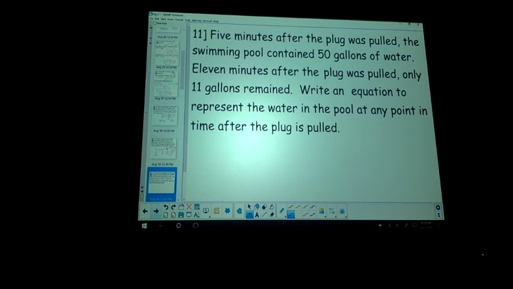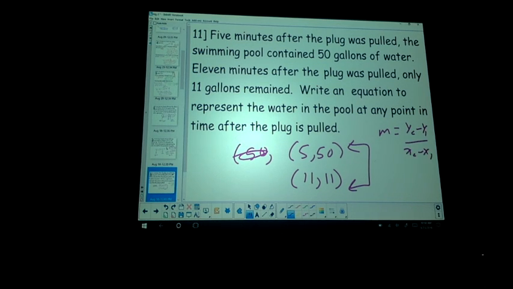All right, we're almost done. 5 minutes after pulling the plug, the swimming pool contained 50 gallons of water. 11 minutes after the plug was pulled, only 11 gallons remained. Write an equation to represent this. So I had 5 comma 50, and 11 comma 11. Do you know how to find the linear equation to this? Find the slope first. Use the point slope.